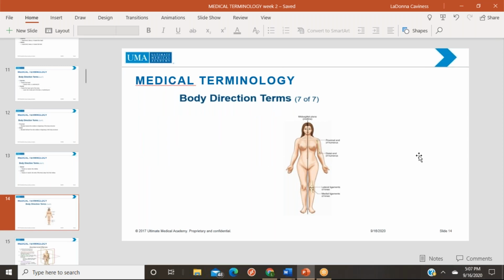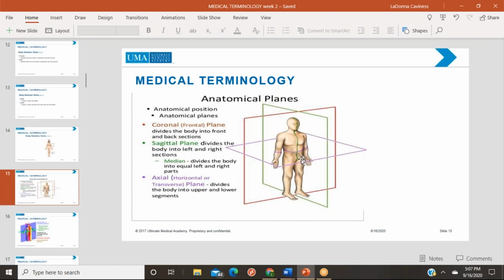All right, so here we're talking about body direction terms. Let's look at this example. Anatomical position planes. When we look at this image, the coronal, which is the frontal plane, is in this red section here. When we look at the sagittal portion, that's the green section here. And the axial is this section here, which is the horizontal or transverse plane. It divides the body into upper or lower segments.